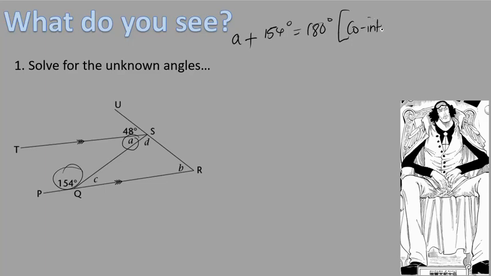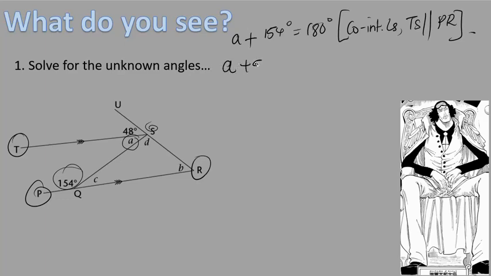What is the reason? These are co-interior angles. Which parallel lines are they using? They're using TS and PR. There we go. And then I have to continue solving for A. I'm going to say A plus 154 degrees is equals to 180 degrees. I have to remove 154 from this side by the additive inverse. What is the additive inverse of 154? It's negative 154. So I add negative 154 on both sides. This 154 cancels that one.